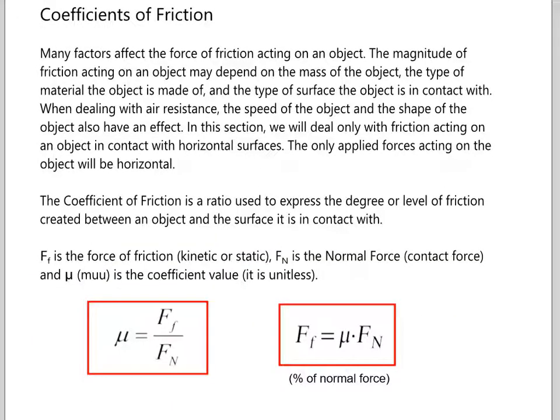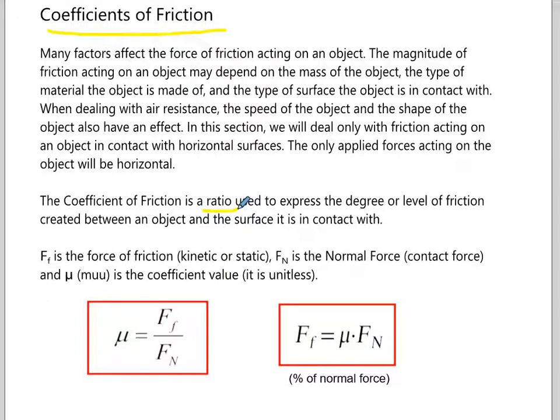So we have something called the coefficient of friction. The coefficient of friction is a ratio used to express the degree or level of friction created between an object and the surface it is in contact with. It's kind of like a score on how frictionless it is or how sticky the surface is in terms of how the two objects are going to interact together.